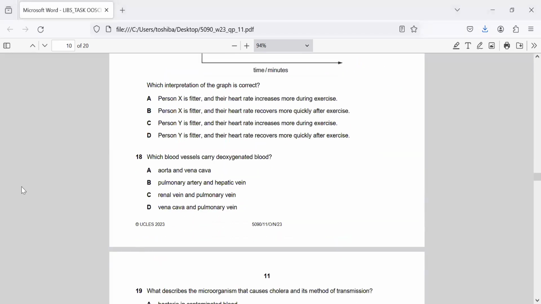Question 18 says which blood vessels carry deoxygenated blood? We are given four options, each one having names of two blood vessels. Option A says aorta and vena cava. Option B says pulmonary artery, hepatic vein. C says renal vein and pulmonary vein. And D says vena cava and pulmonary vein. As we all know, deoxygenated blood is in the pulmonary artery and hepatic vein. So option B is correct.